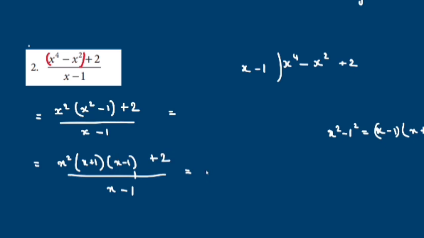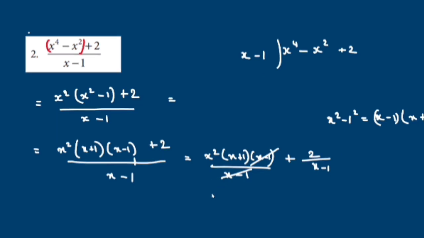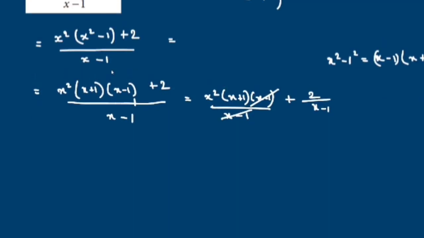So, divide both by x minus 1: x plus 1 into x minus 1, divided by x minus 1, plus 2 by x minus 1. So, we can cancel this x minus 1 and x minus 1. So, we have simplified this. So, this question we have brought it to this step.